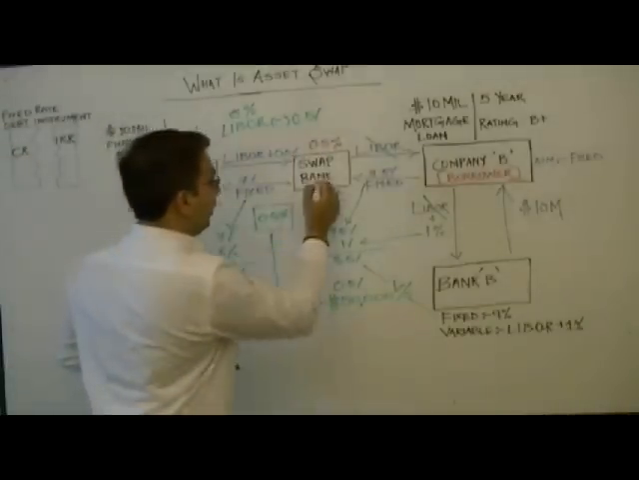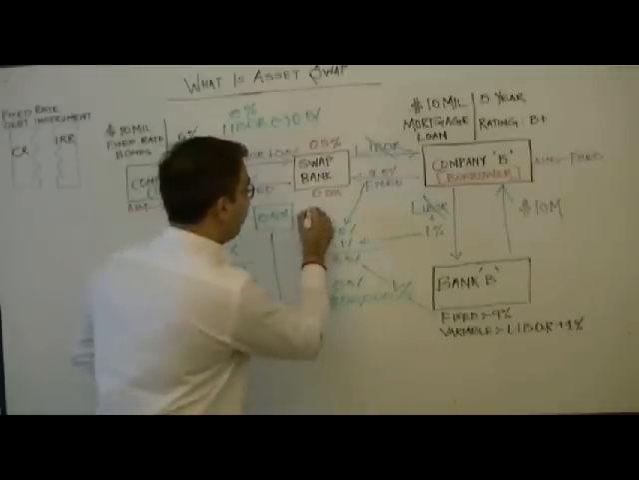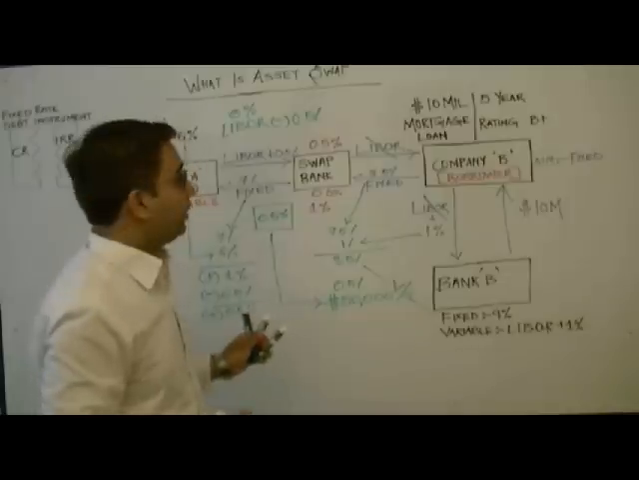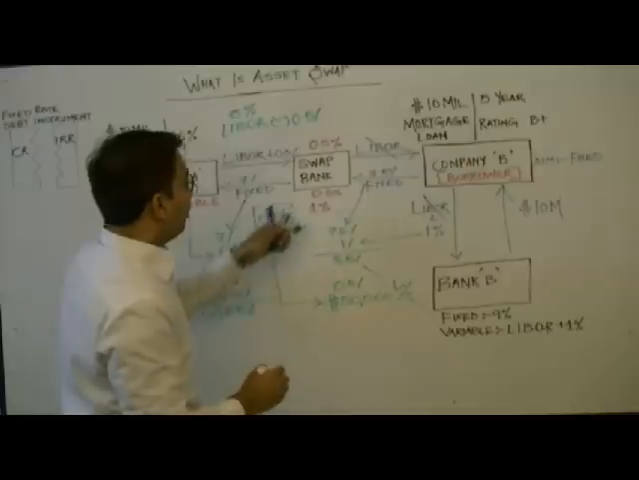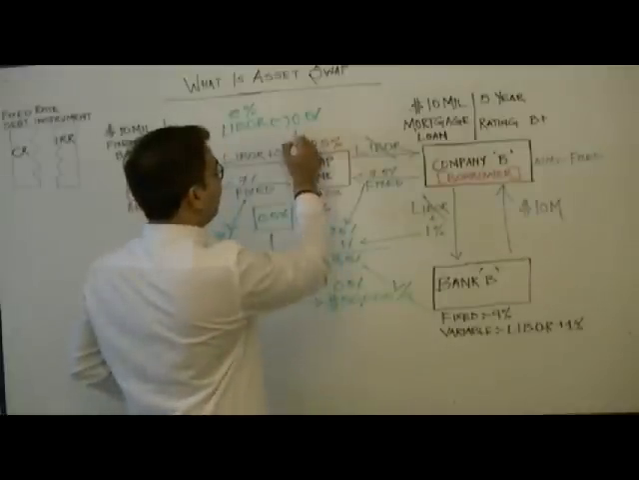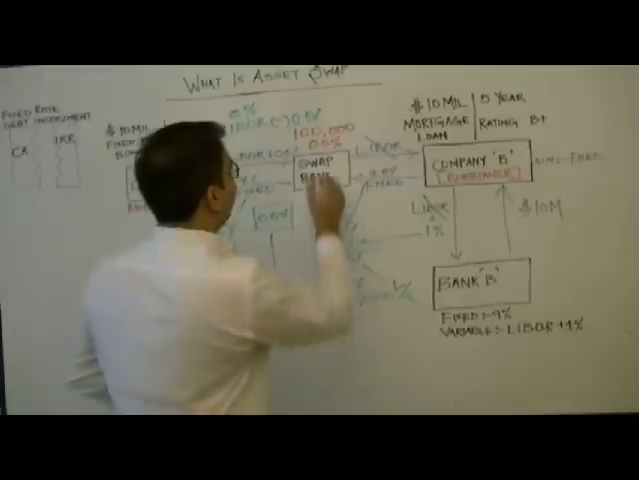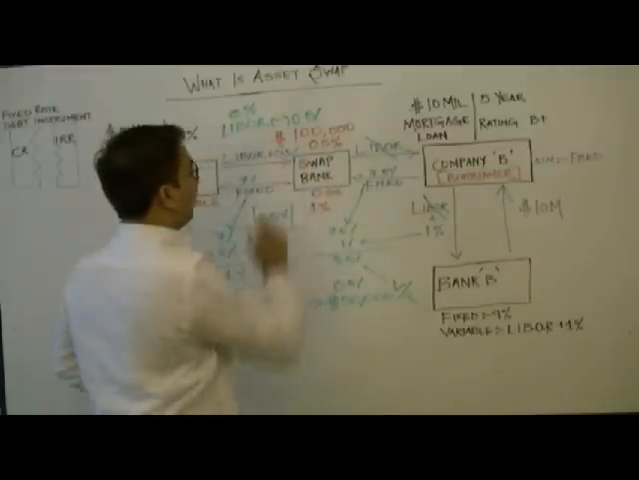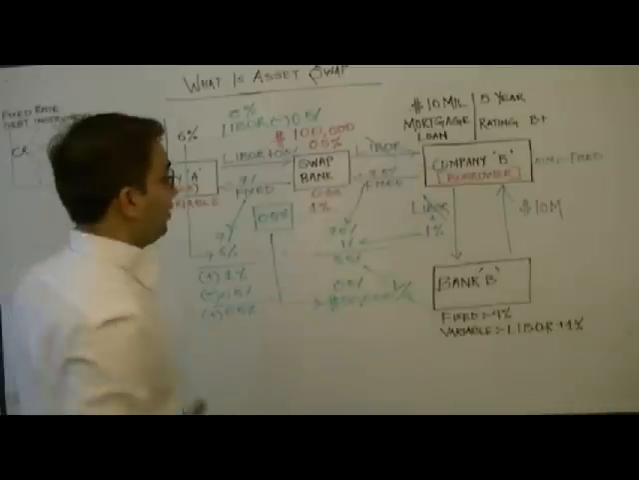So altogether, swap bank is making a profit of 1% on the $10 million transaction. So altogether the profit for the swap bank is $100,000 saved on this whole transaction.